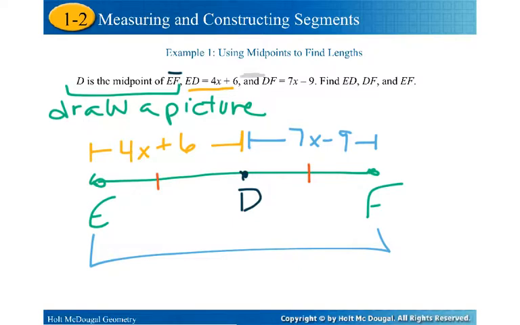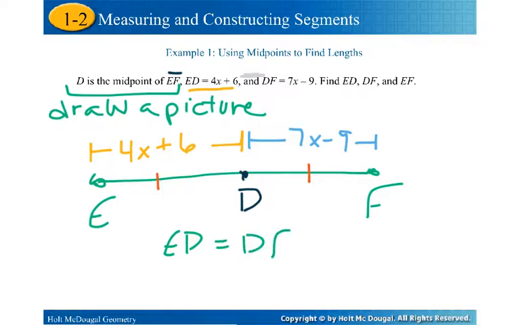But it turns out we don't need the piece plus the piece, we actually just need the two pieces because they're equal. Remember that tick mark that we made said that these two are equal pieces, and so we don't need this whole thing. Instead we can just say that ED equals DF, so therefore 4x plus 6 should equal 7x minus 9.